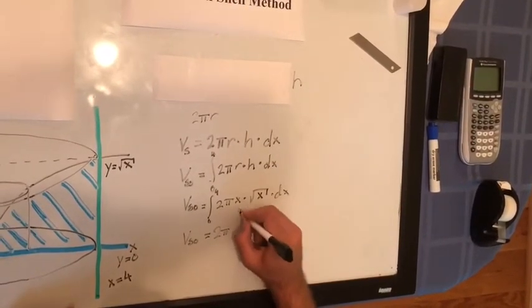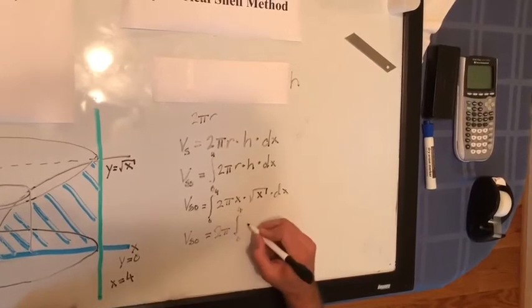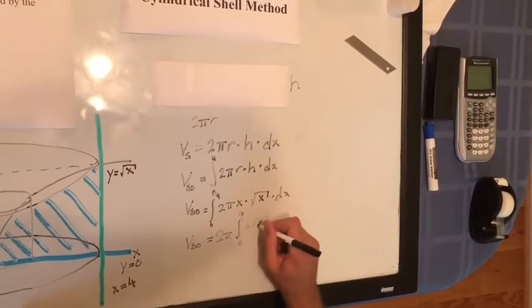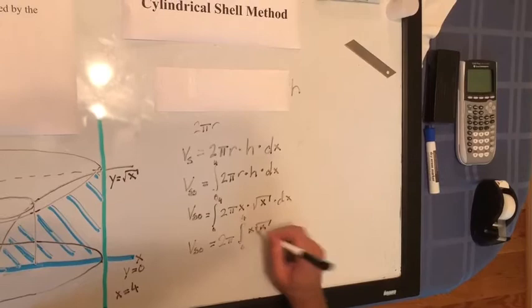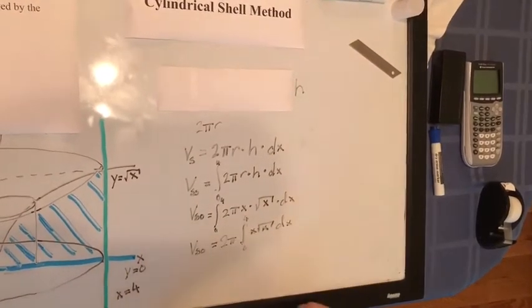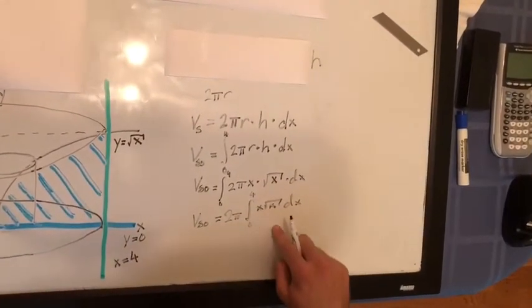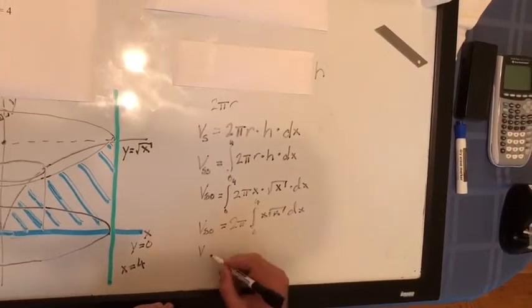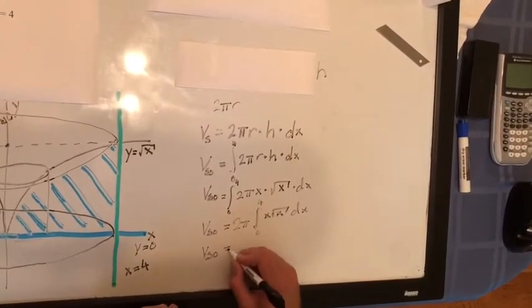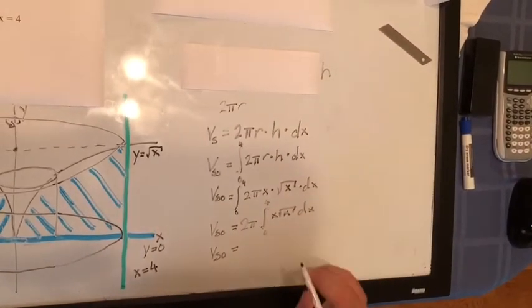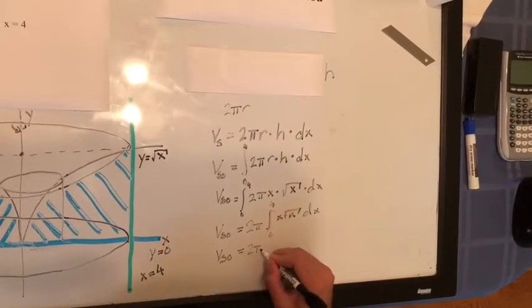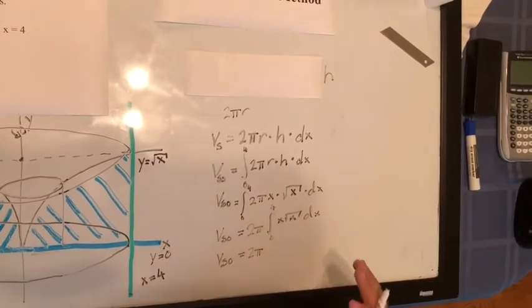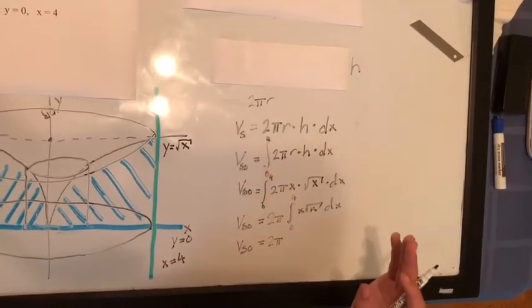2 pi times the integral from 0 to 4 of x square root x dx. Now, finding the integral of x times the square root of x is quite difficult. So what we're going to do is we're going to combine x and the square root of x into one variable. So we know that the square root of x is the same as x to the 1/2.